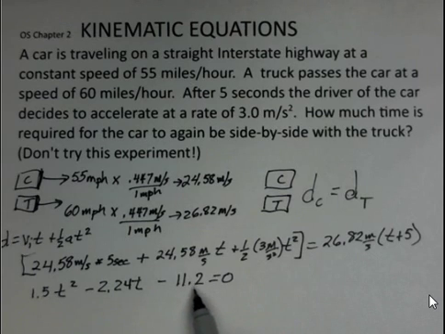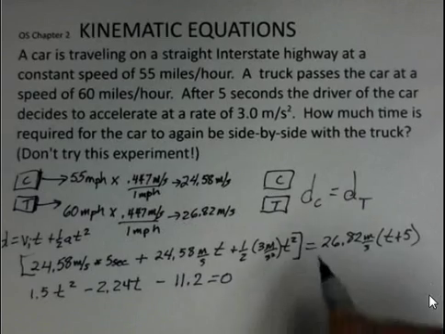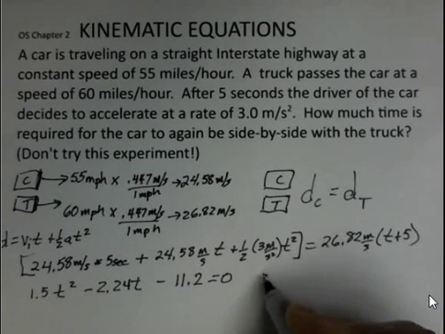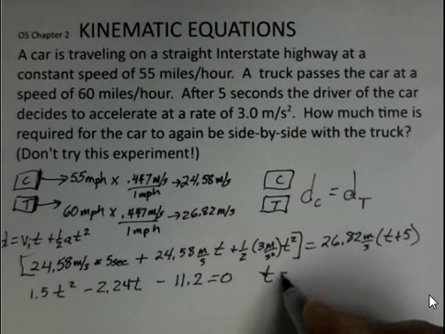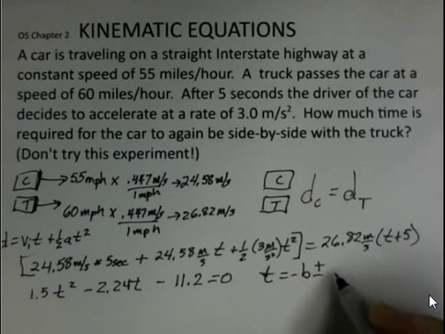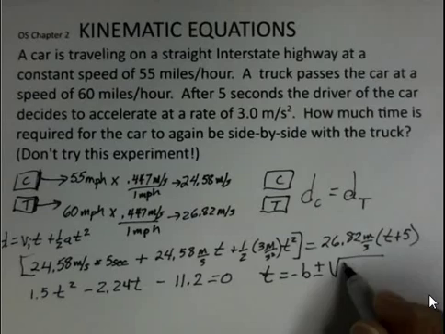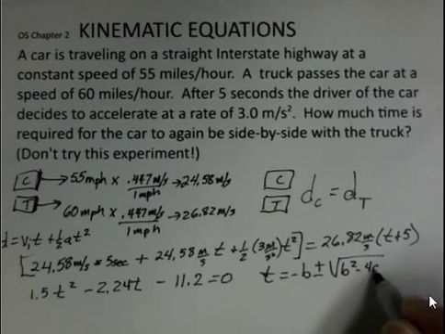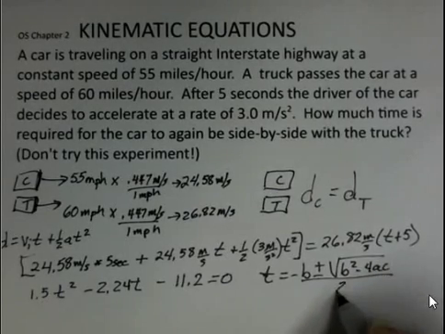And we end up with minus 11.2, a quadratic equation. Of course, we solve quadratic equations. The value of t has two possibilities: minus b plus or minus the square root of b squared minus 4ac, all divided by 2a.